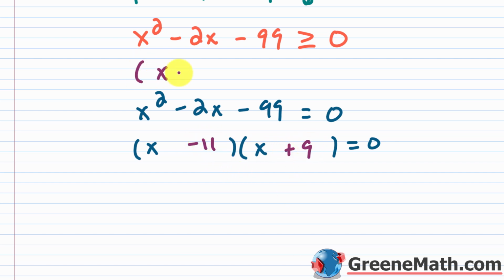Let's put this up here. So x minus 11, this quantity times the quantity x plus 9. And this will be greater than or equal to 0. So we're going to need that for later on.